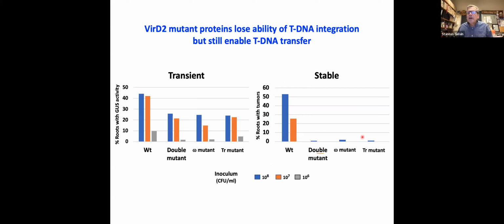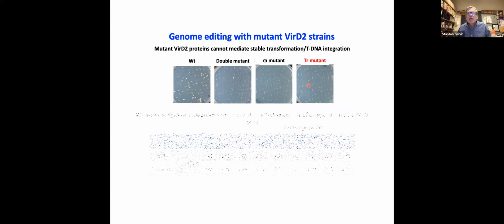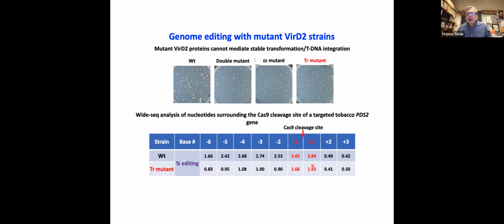We also tested this to make sure our double mutant still has very, very low stable transformation, and it also has about half the level of wild type transformation. And in the process of doing this, we also found a very unusual rearrangement of VIRD2, which we call the TR mutant. This TR mutant also has very, very poor stable transformation, so it's not integrating T-DNA. But it's also doing a very good job in CRISPR editing, about half the level you see in the wild type. So some VIRD2 mutants get edited well without mediating T-DNA integration.